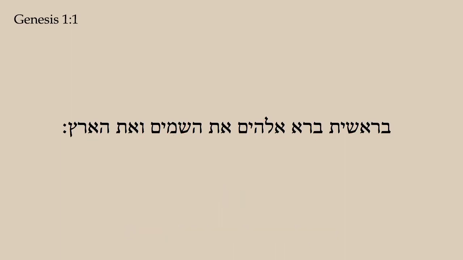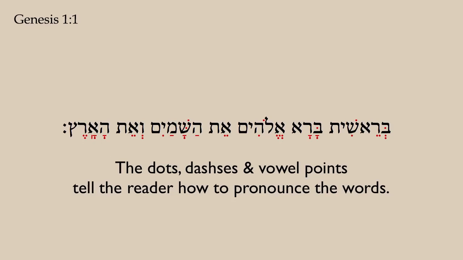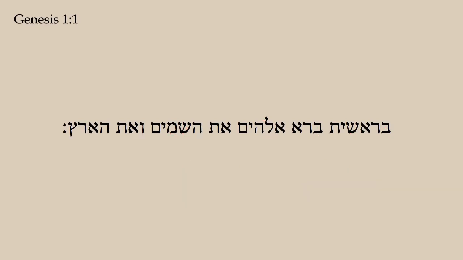Now, if I was to take these dots, dashes, and vowel points away using modern Hebrew, how would this verse sound? Let's see. It says, notice that I didn't say anything. You know why? Because without the nikud, without the dots, dashes, and vowel points, these words cannot be pronounced. The dots, dashes, and vowel points tell the reader how to pronounce the words. So without them, all you have left is silence.